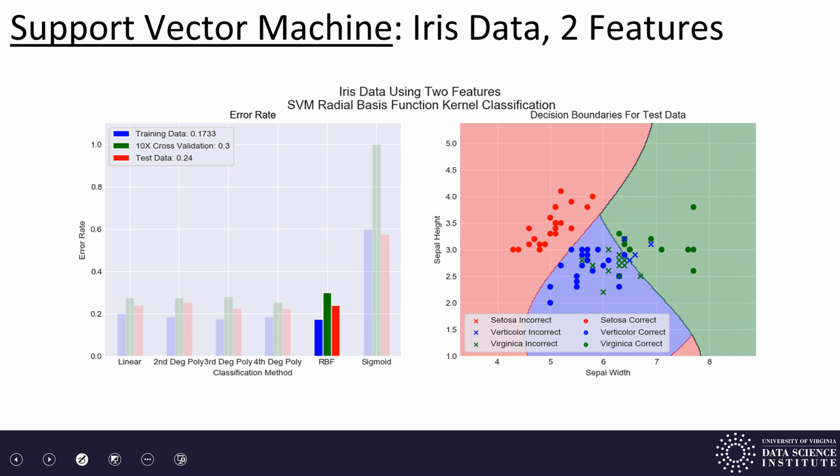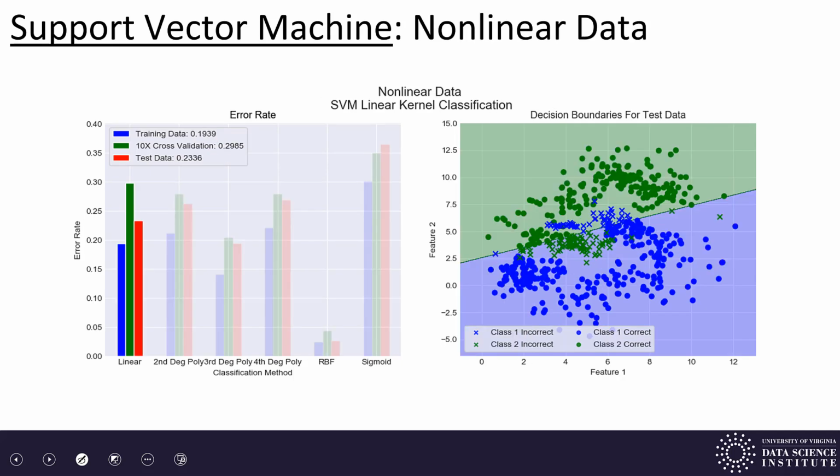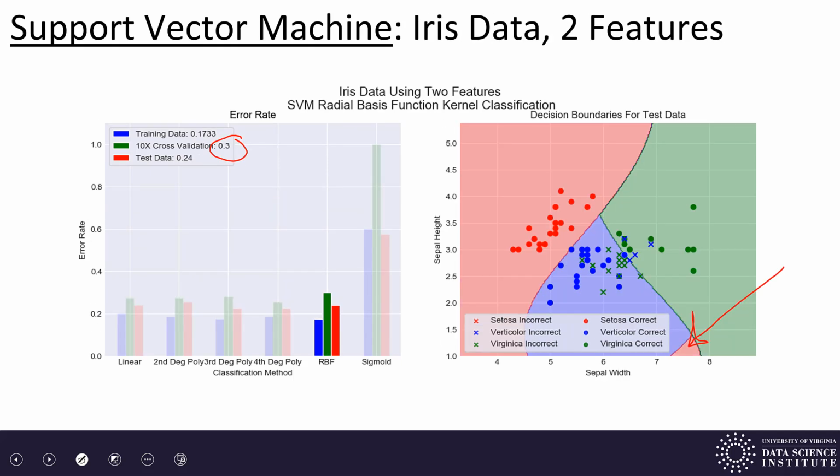And then we have radial basis function, which again is giving us sort of odd shapes. And there's this red region down here, which looks a little strange. And our cross-validation error has gone up, so things have gotten worse. And then sigmoid, which we don't have a plot for here, but lots of error for the sigmoid kernel. So out of these kernels, we would pick the linear kernel.